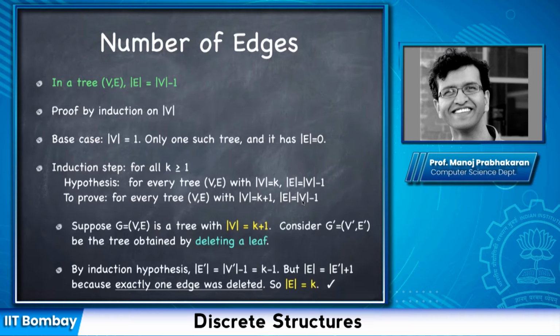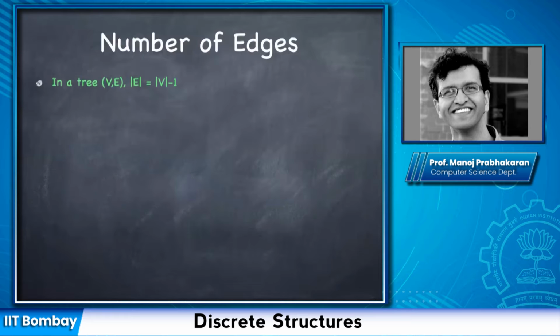So there's nothing much going on here, just saying that by considering your tree and deleting one leaf at a time, you keep shrinking your tree, and at each point you're deleting one node and one edge until you get to the point where there's only one node and no edges left. So the number of nodes is exactly one more than the number of edges. Okay, so it's a very simple argument, but it's a very useful fact.